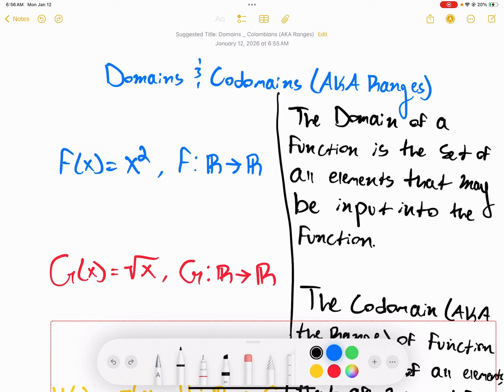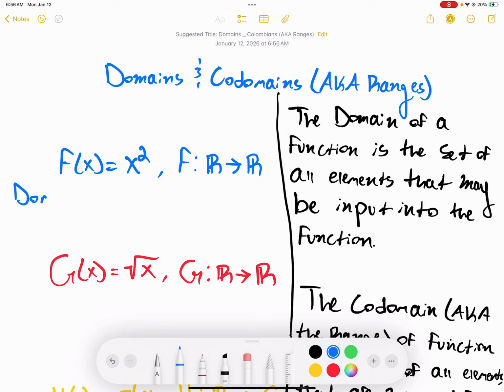But right here, I want to talk about what the domain of f of x is. So what inputs can go into f of x? Pretty much any real number. You can put a negative number there. You can put a positive number there. It doesn't matter. Any input can go there. So the domain of f of x is all real numbers.